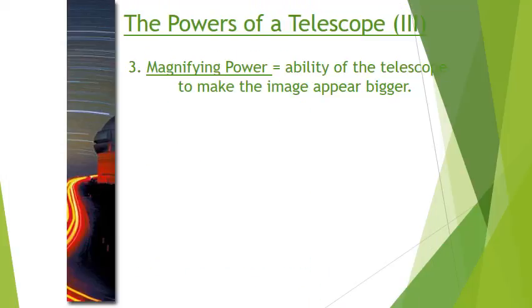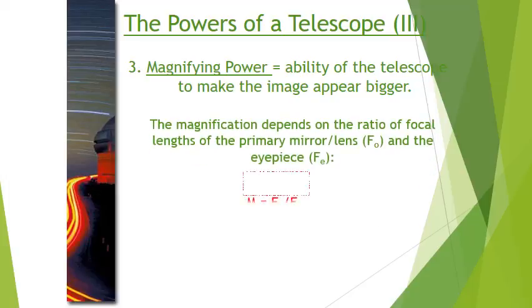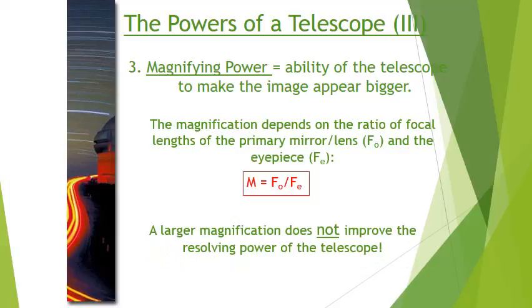Then we get to the third power, which is actually the least important power of a telescope, but it's the biggest selling point for a lot of telescopes. Around Christmas time, you'll start to see telescopes in the big box stores, and on the side of the box it'll say 50 times magnifying power, or 100 times magnifying power. That sounds really impressive, but it's actually the least important power of a telescope.